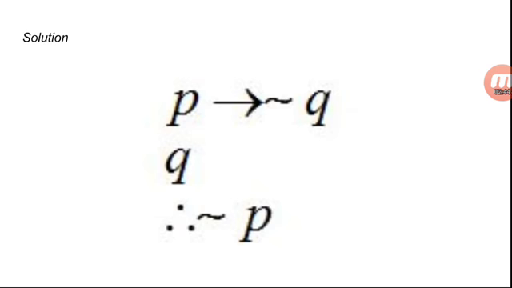So here's the solution. It is read as, if P, then not Q. Well, you have a Q, so that means it has to be not P since they're both flipped.